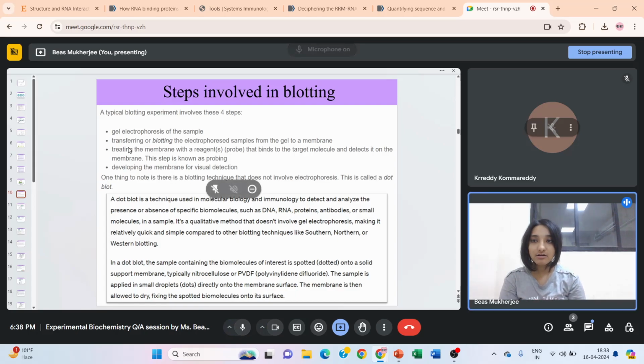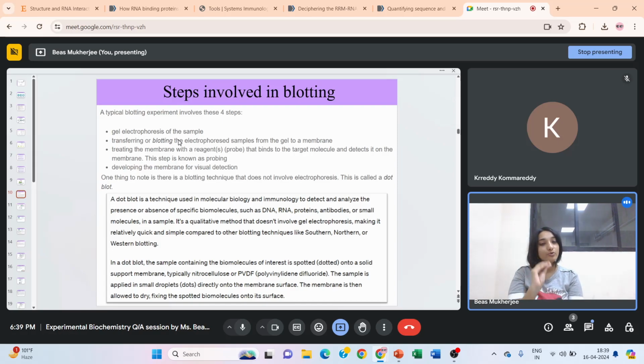Okay, so we'll carry on. What happens in a typical blotting experiment? This involves 4 different steps. First, gel electrophoresis of the sample that we looked at. Then transferring or blotting of the electrophoresed sample from the gel onto a membrane. Then treating the membrane with reagents or probes.